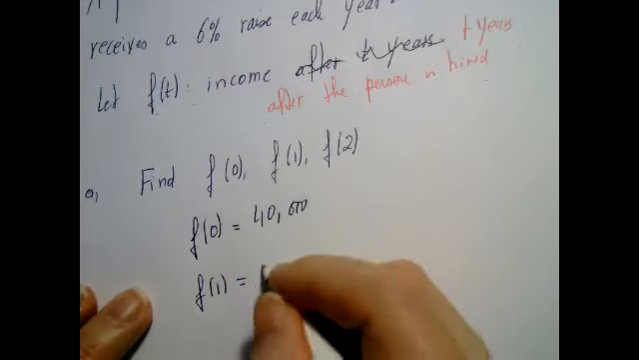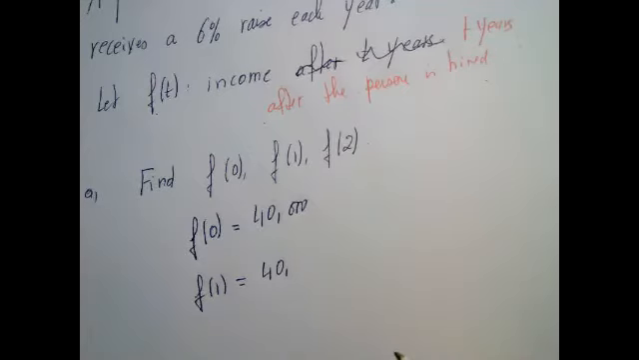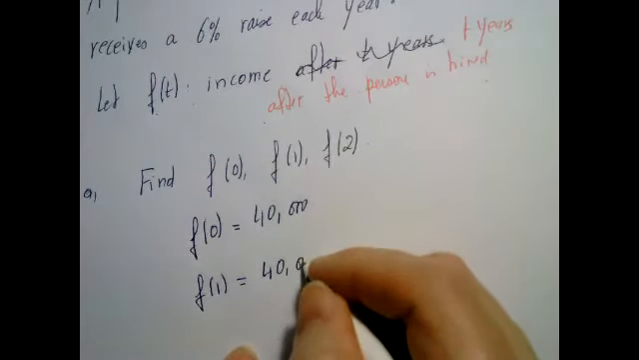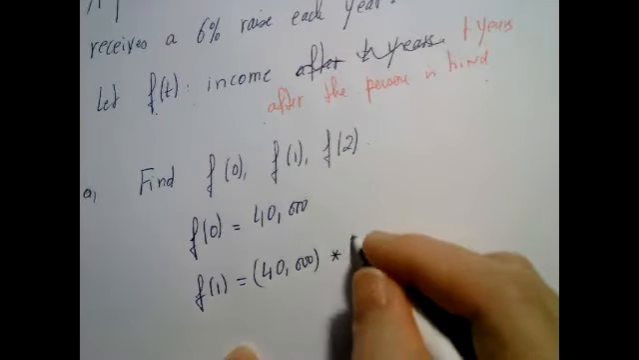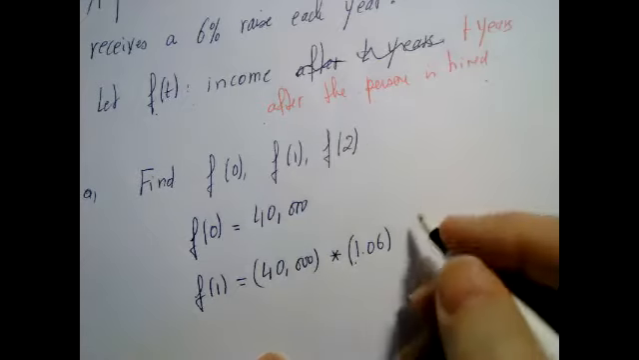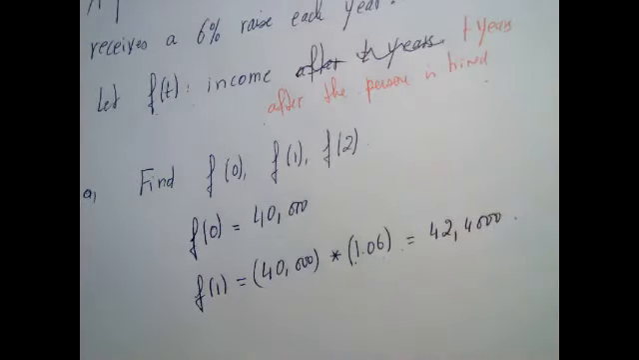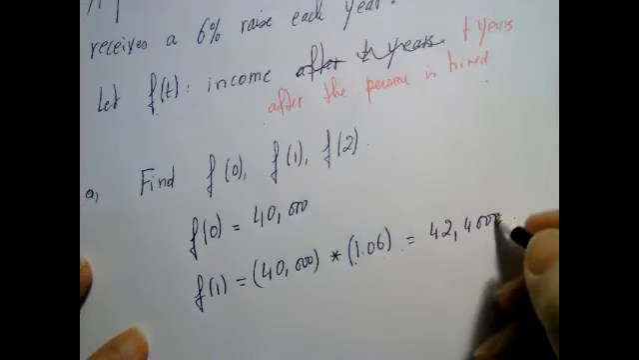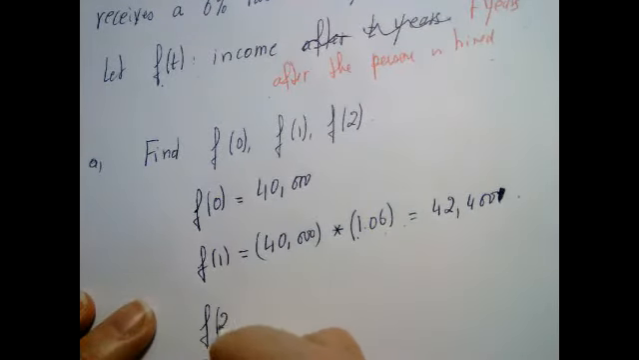But what is f of 1? How did we get to 42,400? Two ways. The first way is the way your classmate did it. It's the 40,000. What did you times it by? 1.06. Where does 1.06 come from? It's the 100% plus the 6%. So it is going to give me $42,400. How much is he going to make after 2 years?